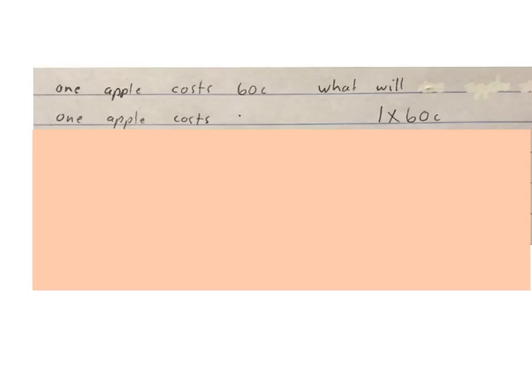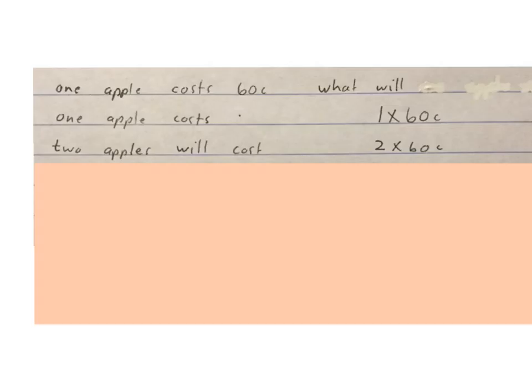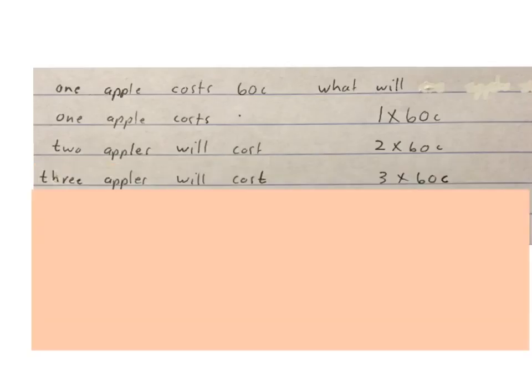If 1 apple costs 60 cents, then I'll say what will 1 apple cost? And you say 1 apple will cost 1 times 60 cents. The next question will be 2 apples will cost 2 times 60 cents. Please repeat that sentence and the answer. The next one is 3 apples will cost how much? 3 times 60 cents. Do not say 180 cents. Do not work it out. It's a part of word sums to do these calculations without working them out.